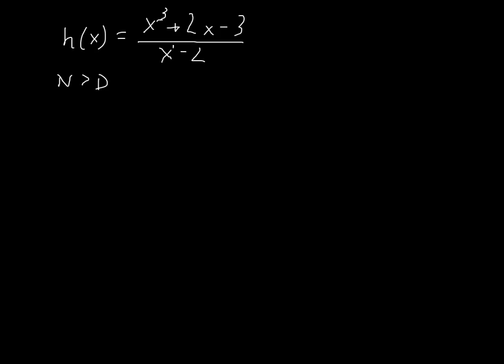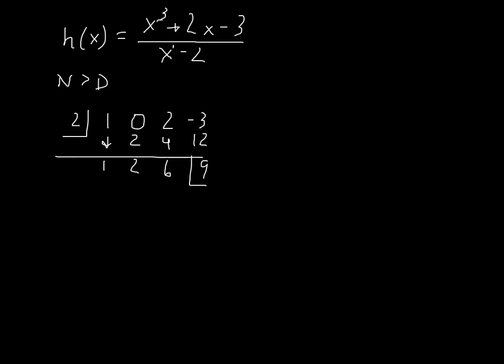I purposely made this one so I could use synthetic. So I go 2 and then 1. Don't forget the 0 for x squared. It seems to be an issue for some. Please don't forget that. Drop down the 1. 1 times 2 is 2. Add down. 2 times 2 is 4. Add down is 6. 2 times 6 is 12. Add down. We get 9. So if I were to graph this, I would have a quadratic asymptote at x squared plus 2x plus 6.